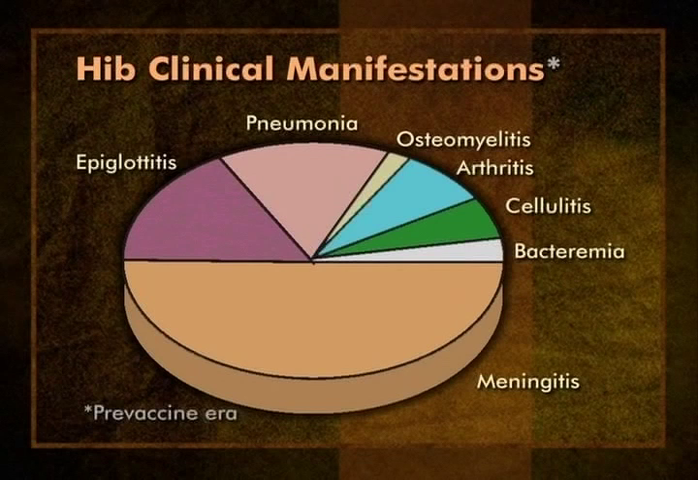This pie chart shows the different clinical manifestations of invasive Hib disease in the pre-vaccine era. As you can see, Hib can cause bacteremia, can infect skin as cellulitis, the joints as septic arthritis, and the bones as osteomyelitis. It can also cause pneumonia. 15 to 20% of invasive Hib disease was epiglottitis, inflammation of a tissue flap at the opening of the airway. But by far, the most common clinical manifestation was meningitis.